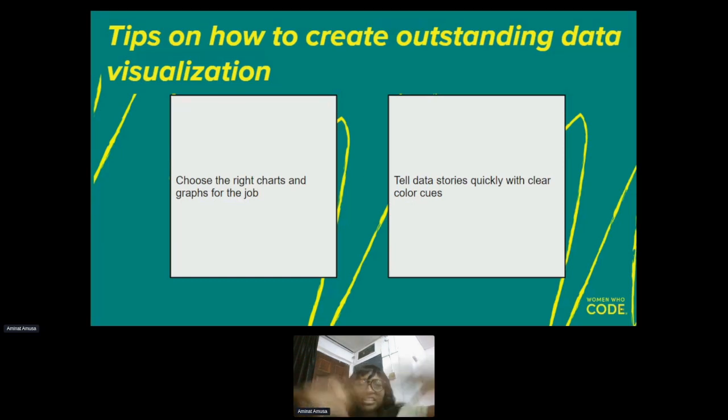After cleaning, you want to create your visualization. What are the tips you have to keep in mind? The first one is to choose the right chart and graph for the job. It's not one size fits all. You can use bar charts to showcase all kinds of data that you want, but the charts that you select need to be carefully considered, and you have to pick a visualization.